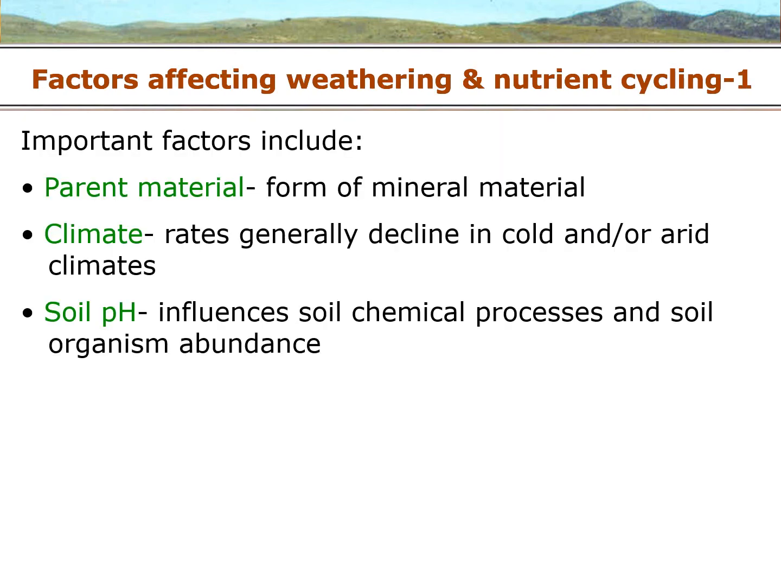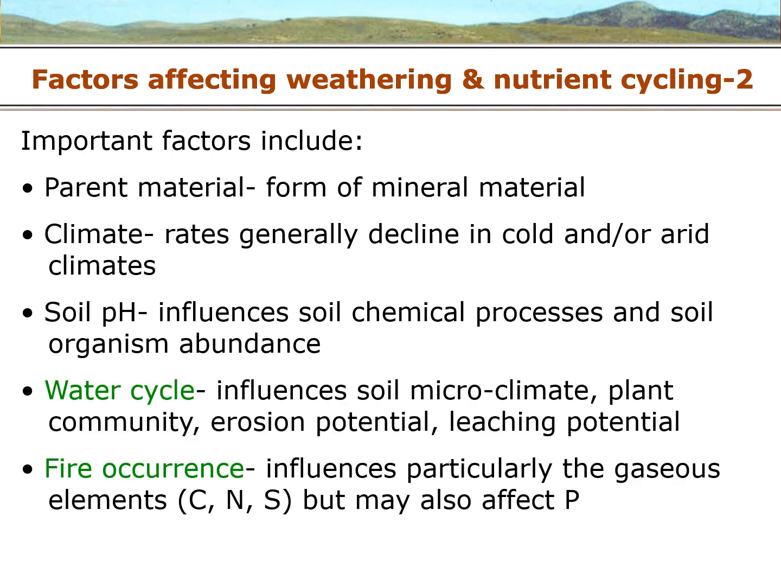Factors that affect the weathering and nutrient cycling include the parent material itself, so the mineral that the parent material is formed of, the climate, rates generally decline in cold and arid climates, and also soil pH, which influences the soil chemical processes and soil organism abundance. Soil pH can be influenced by parent material, climate, and vegetation, and also by humans via fertilization and acid rains.